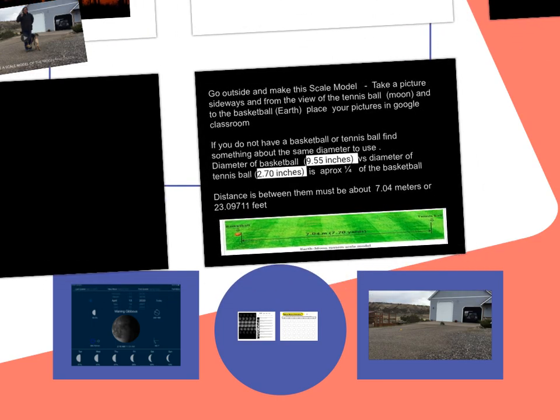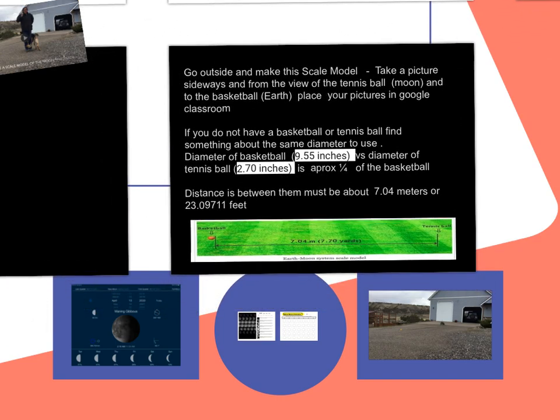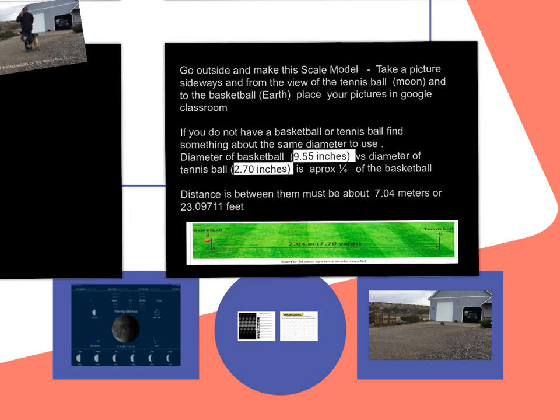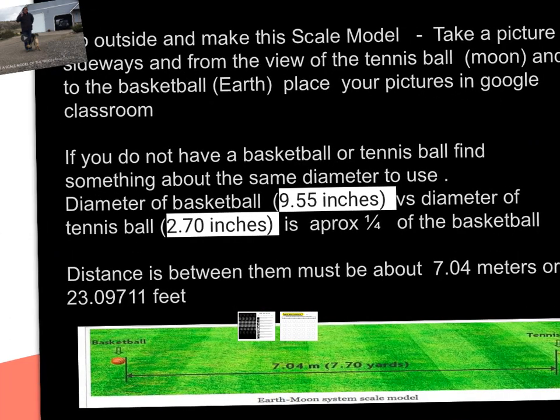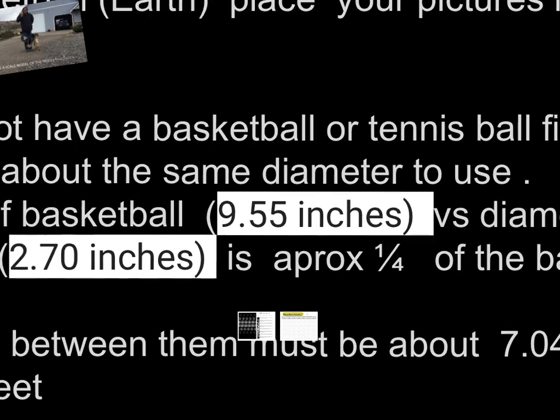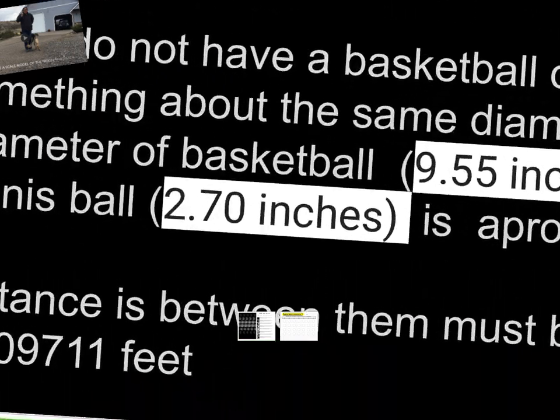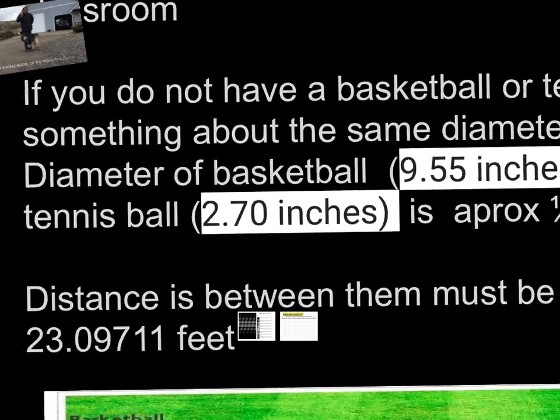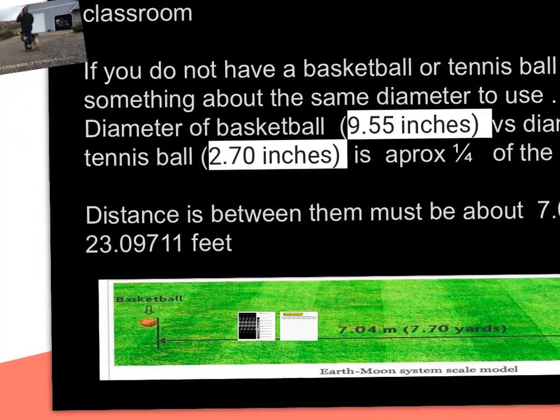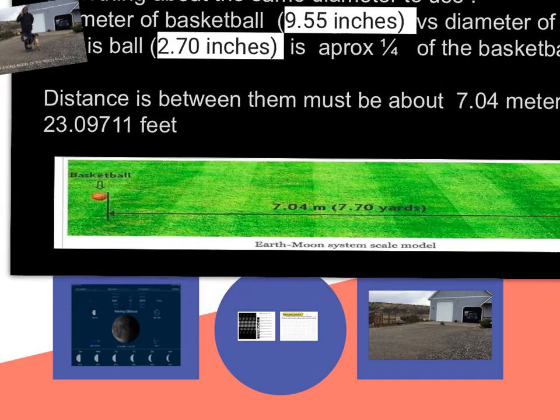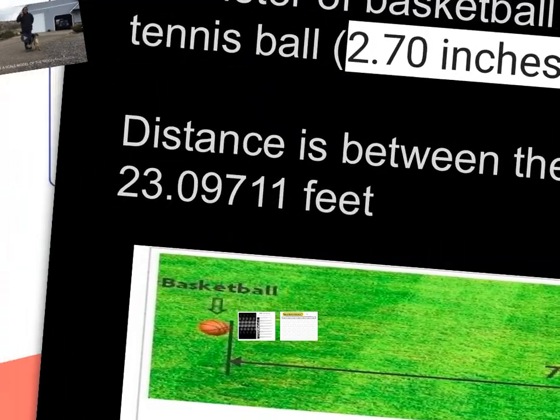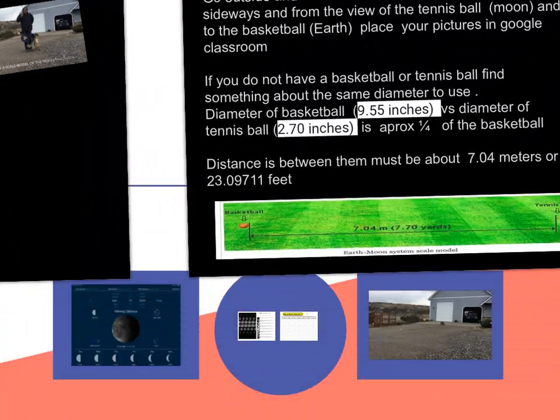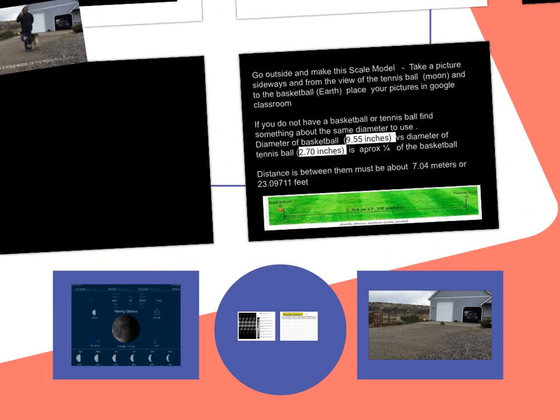I'm going to be talking to you about how to make a model of the Earth. So you'll watch the video, and then you'll look at this. Try to find a basketball or a tennis ball or something with the diameter of 9.55 inches to represent the Earth and 2.70 inches to represent the moon. And in my video, you'll see what that looks like. You're going to place those things about 7 yards or 23 feet away from each other, and you're going to do what I do in the video on the previous slide.